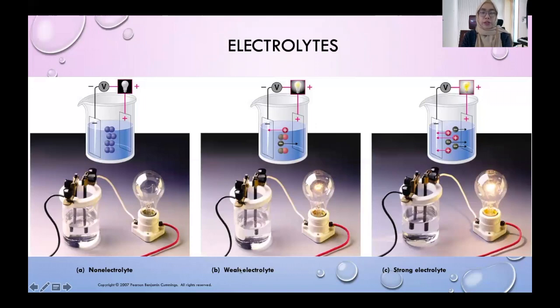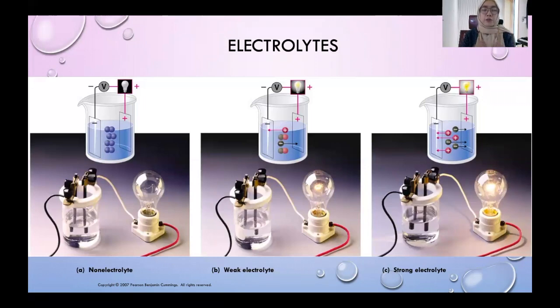There are two kinds of electrolyte, weak electrolyte and strong electrolyte. The weak electrolyte simply has a few ions, and the strong electrolyte has more ions in the solution. Because it has more ions, it will conduct electricity better.